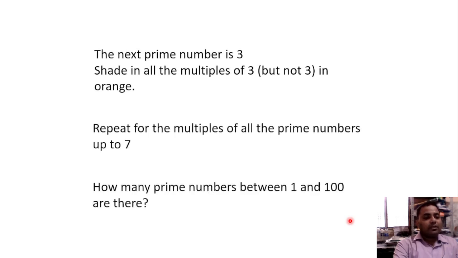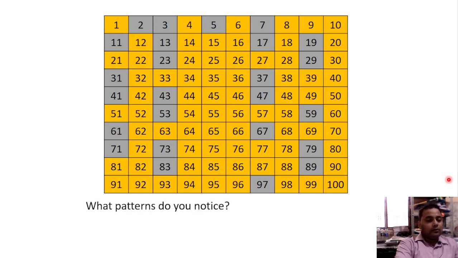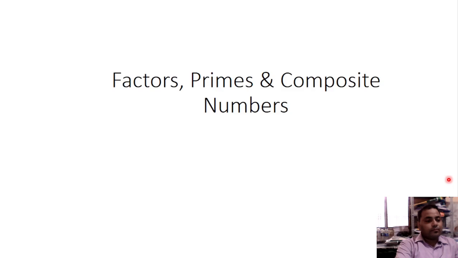The next prime number is 3. There are 25 prime numbers between 1 and 100. 100 divided by 4 is equal to 25. So we have 25 prime numbers between 1 and 100. 2 is the only even prime number we have noticed.